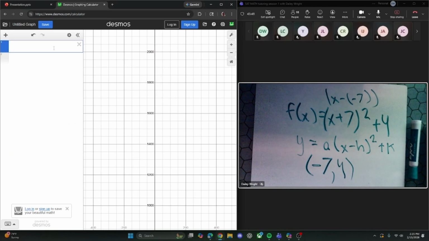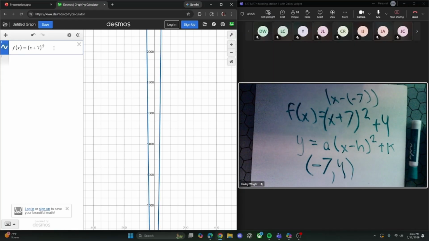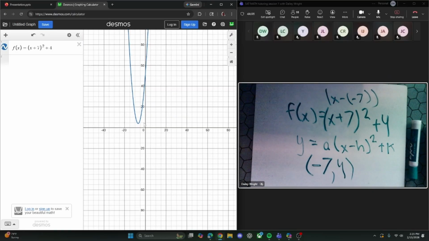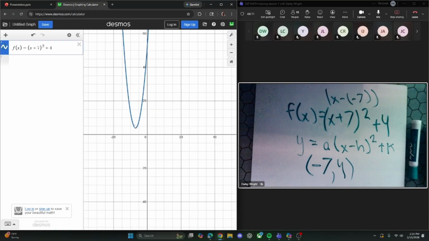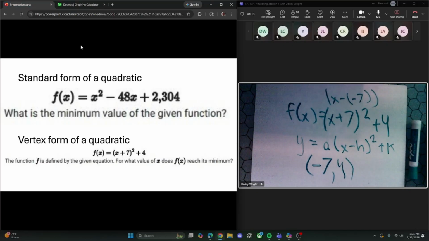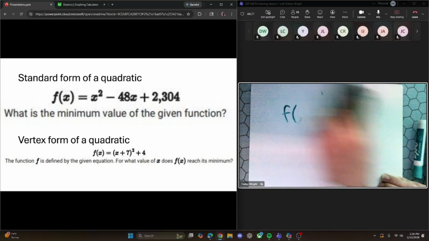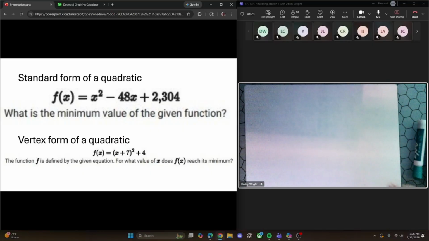Here, I'll show this on Desmos so you guys can see how this looks. x plus 7 squared plus 4. Go back to the home part. The vertex would be negative 7, 4. Vertex form is nice. Whenever I see a vertex form problem, it's just 10 seconds and then we're good. If I'm going too fast or if there are any questions about any of these problems, just let me know.